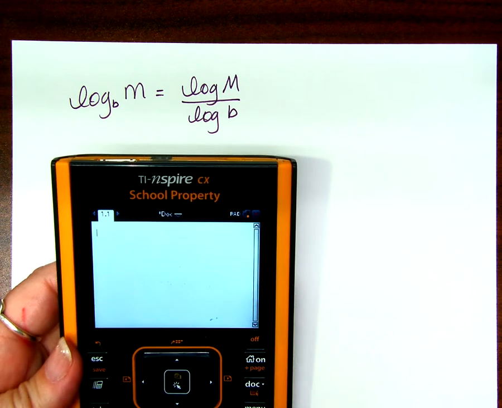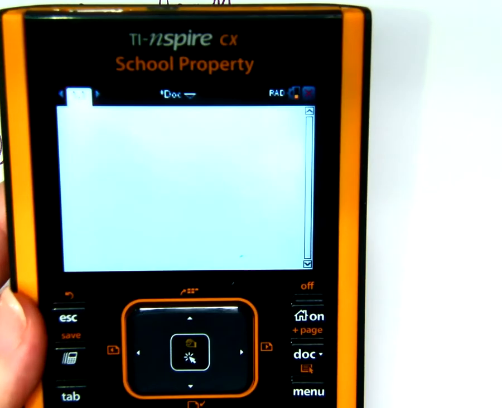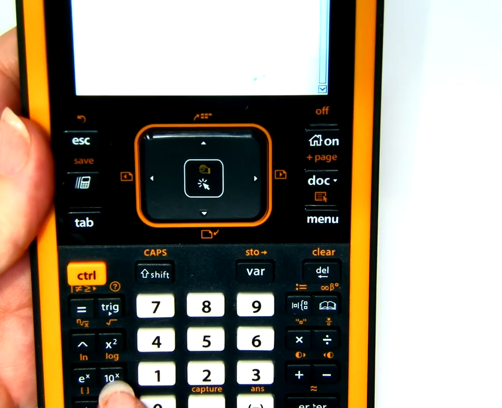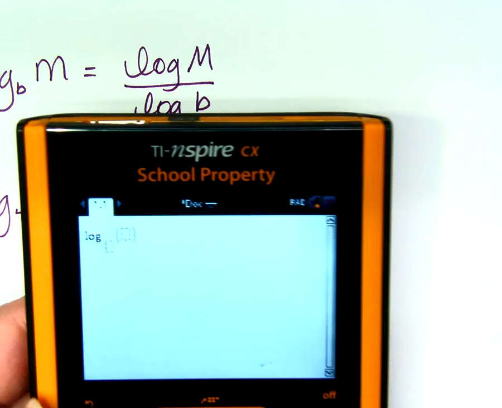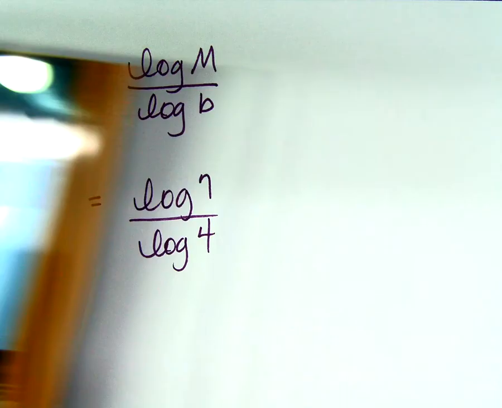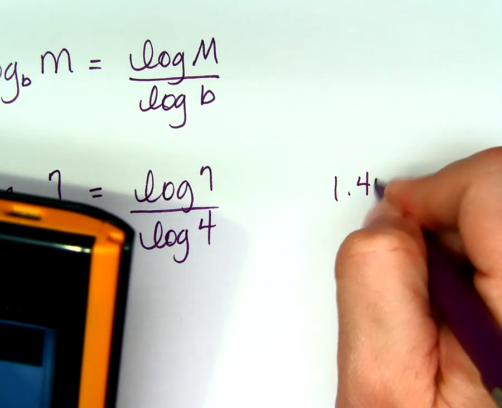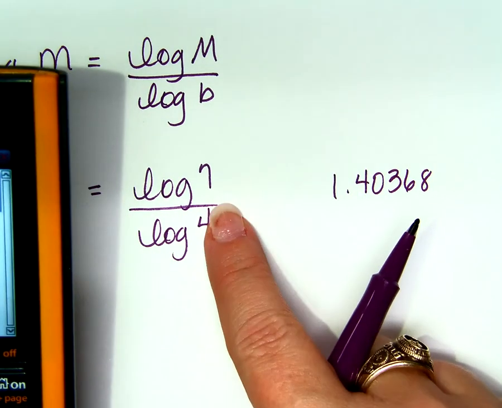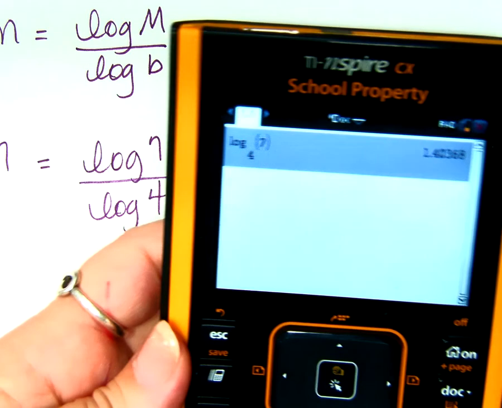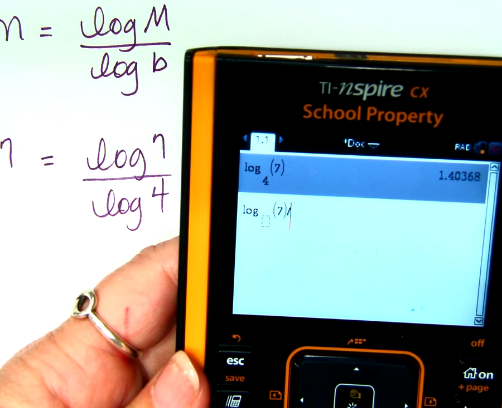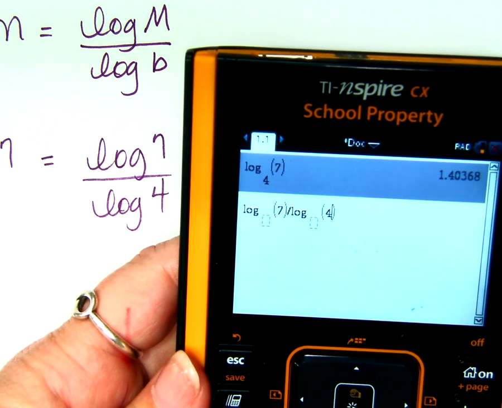In our calculators, zoom in. If I put in log, which is right here, okay, control log, I can put in log base 4 of 7 and it will do it for me. That is 1.40368. But what they're saying is that I need to know the change of base property, so that if I did log of 7 divided by log of 4, it would tell me the answer is 1.0368.